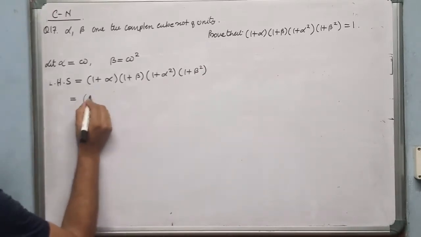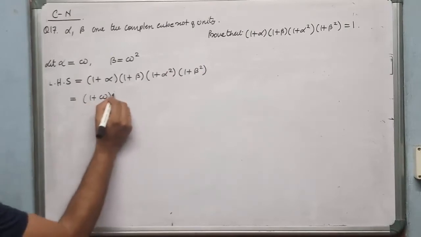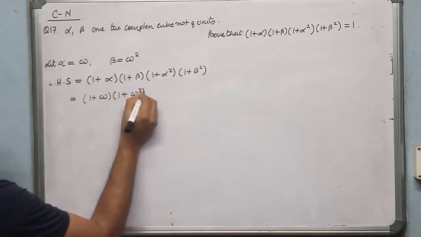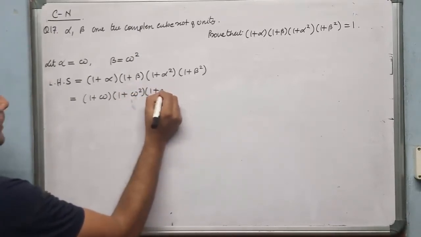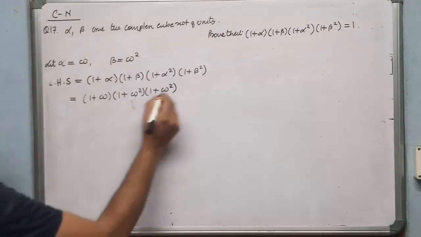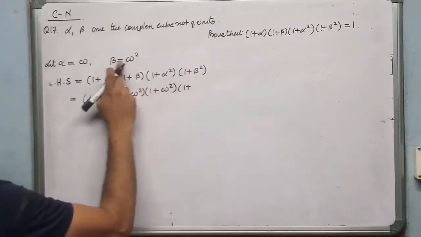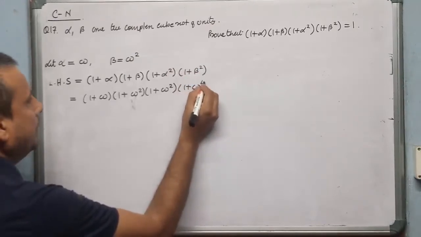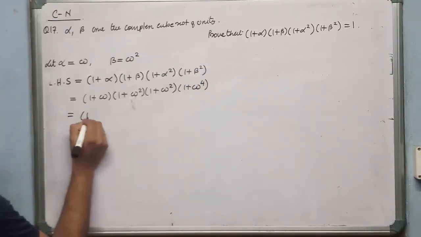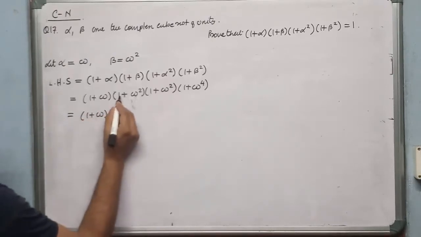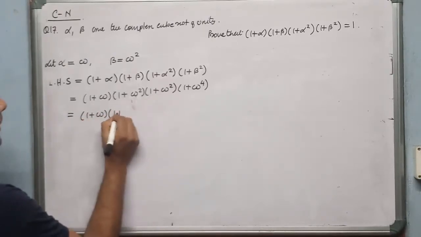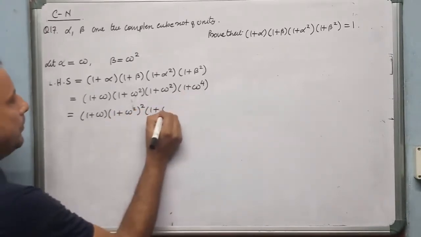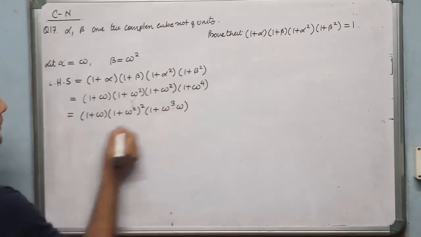Alpha is omega, so 1 plus alpha is 1 plus omega. Beta is omega square, so 1 plus beta is 1 plus omega square. If I substitute alpha square, it will be omega square. For beta square, with beta as omega square, omega square whole square will be omega to the power 4. Now I'll simplify this quantity: (1 plus omega)(1 plus omega square)(1 plus omega square)(1 plus omega to the power 4). We can write omega to the power 4 as omega cube into omega.